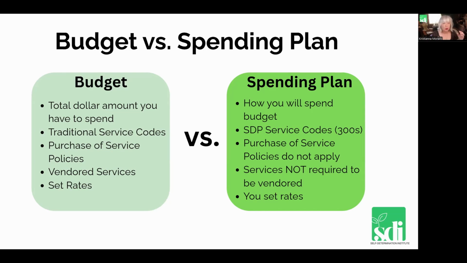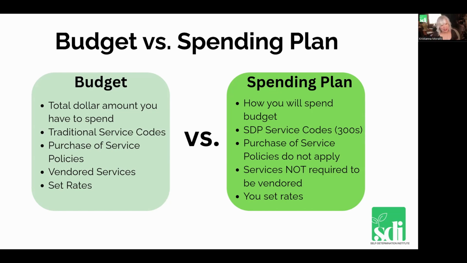Now, when it comes to your budget, you have to follow that rule. They can't put all the ones in there. So those kinds of purchase of service policies will affect your budget. They do not affect your spending plan. In the budget, you have vendored services in general, and they set the rates for those services. But always remember: traditional services, total dollar amount.